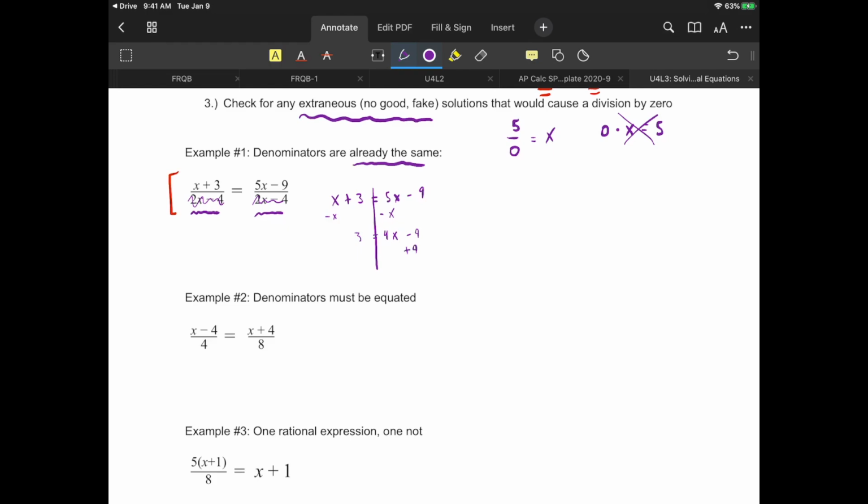You add the 9 to both sides. You've done a million of these. We get 12 is equal to 4 times some number x. Divide both sides by 4, you'd get x is equal to 3. And you could check this out. If you plug this in, you'd get 6 over 2 is equal to 6 over 2. And yeah, those are the same thing. The important part here is that I just quickly checked. Does this cause 2x minus 4 to be equal to 0? No, it causes it to be equal to 2. So we're good to go. 3 is a correct solution.